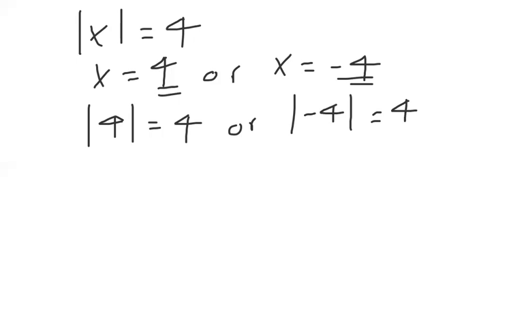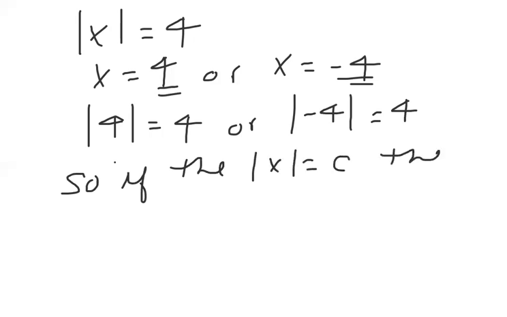So bottom line is this, guys. If the absolute value of x is equal to c, then this means that either x will equal c or x will equal negative c. So the majority of the time when you solve these absolute value problems, you will get 2 solutions.